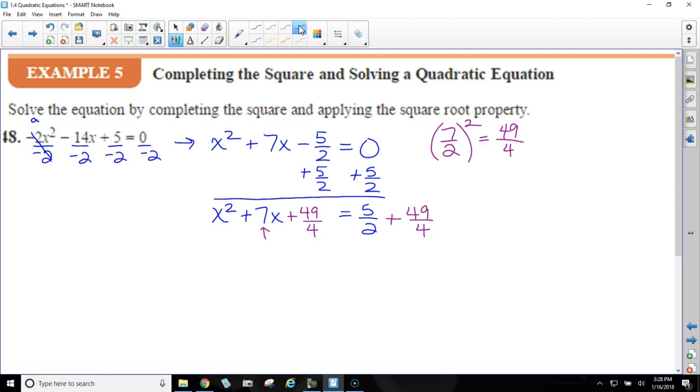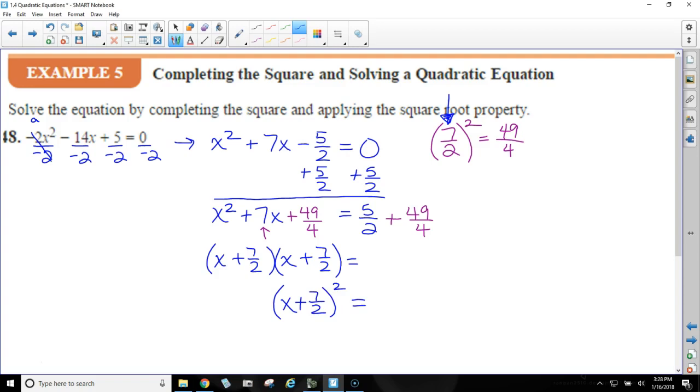Now, the next thing we're going to do is factor the left-hand side. First times first, we'll need an x there and an x there to give us the x squared term. What two numbers multiply together to give us 49/4 but combine together to give you 7? It's going to be 7/2, also known as 3.5. So this is going to factor into x plus 7/2 times x plus 7/2, also known as x plus 7/2, quantity squared.